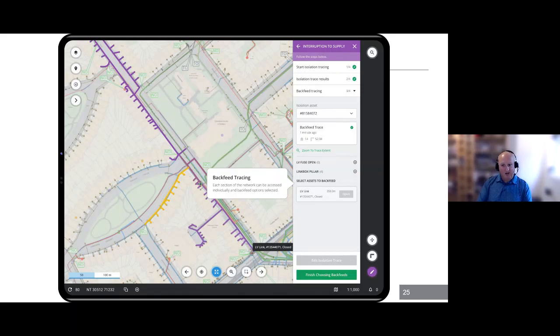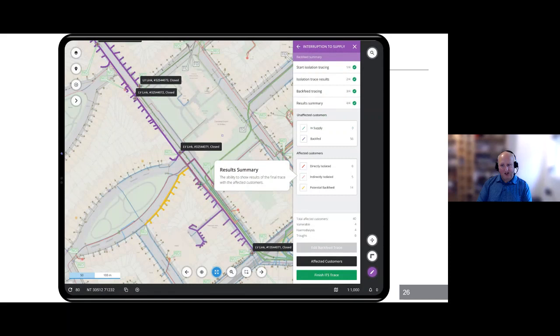And then at the end of the results, we can see the summary results. Next slide. And what we can see here is there has been 5 customers directly isolated. There was no potential backfeed option. 14 customers that are still potentially backfed, can be backfed, and we've put 56 customers back on supply just by changing the network arrangements.